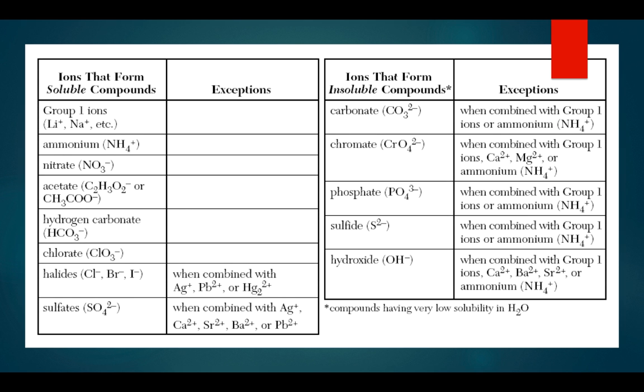So here's Table F just a little closer up so you can really see what we're looking at. Now, if you notice, there are 2 boxes. One box on the left here, and then another box on the right. This box on the left lists ions that form soluble compounds. Here we have a whole list of ions that form soluble compounds.